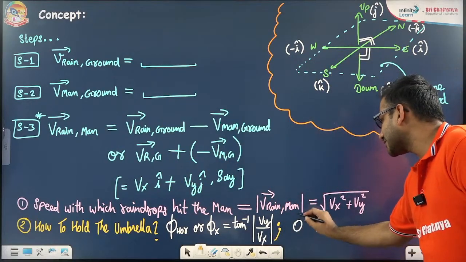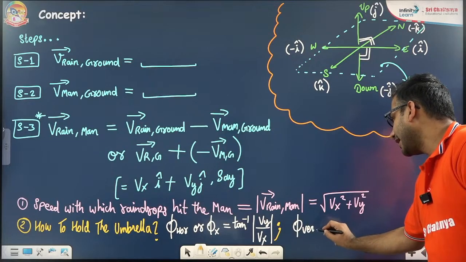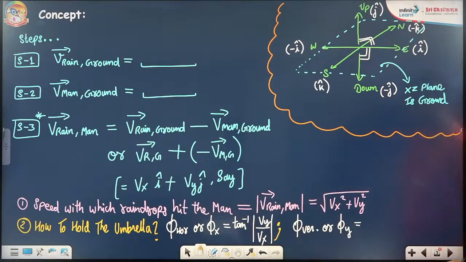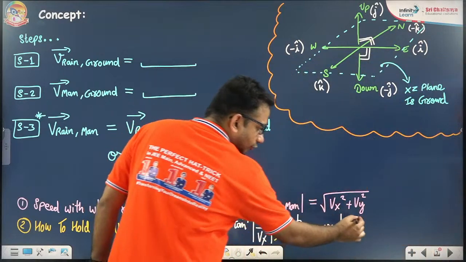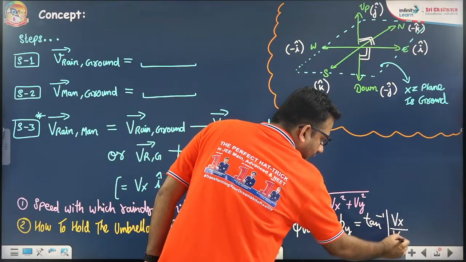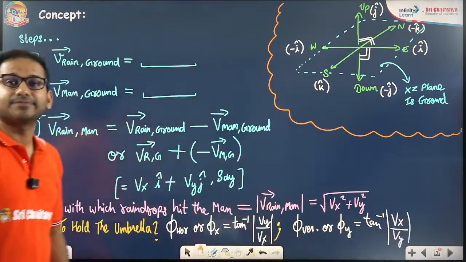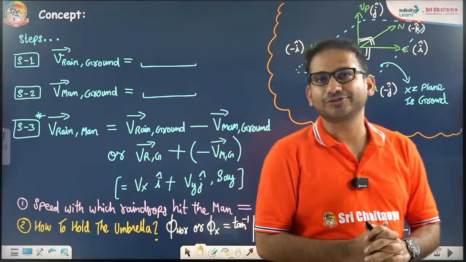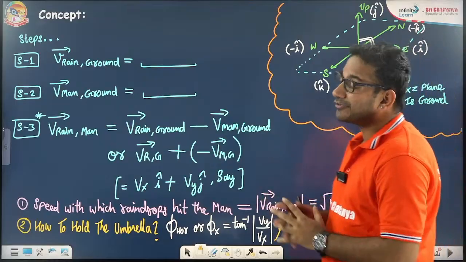And similarly, if they are asking you the angle with the vertical or phi y, with whichever axis the angle is made, that component must be coming in the denominator. So that will be tan inverse Vx by Vy. I hope that's clear for us. Understood. So that is the theme of the rain umbrella problem.